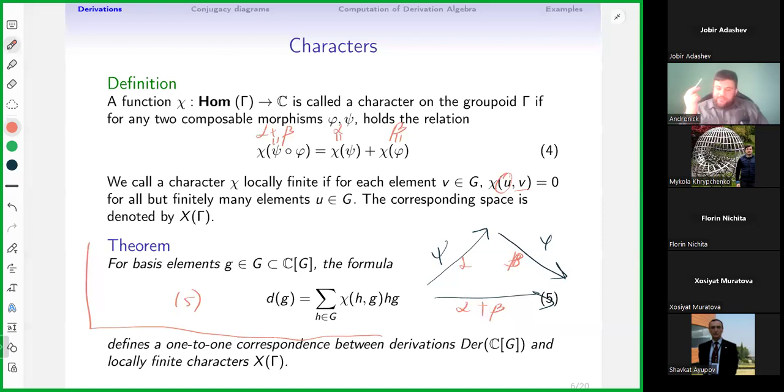So what is the geometric look on this? This part, the composition condition, gives you the Leibniz rule.